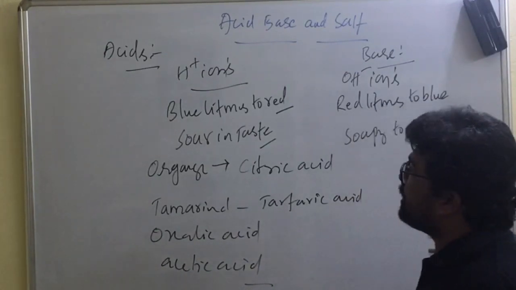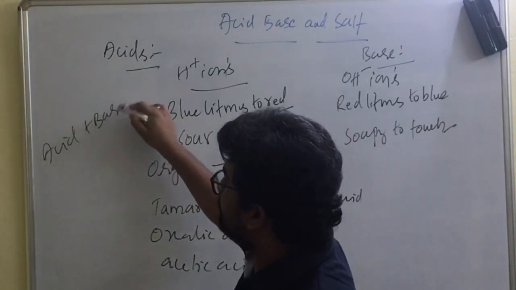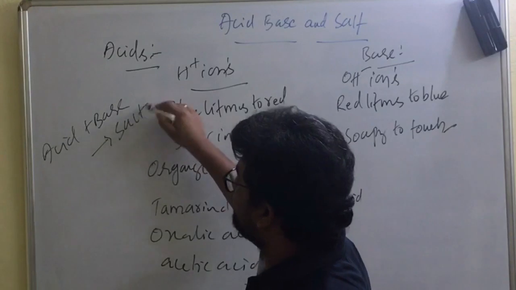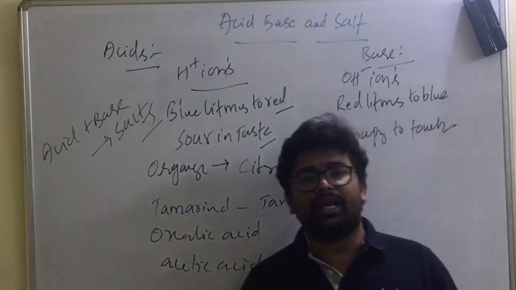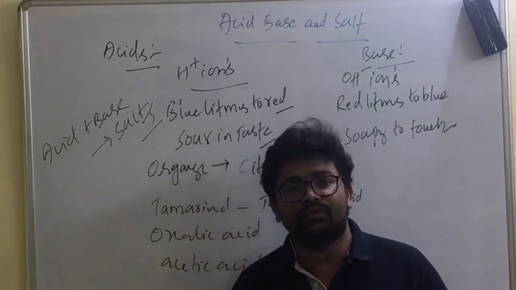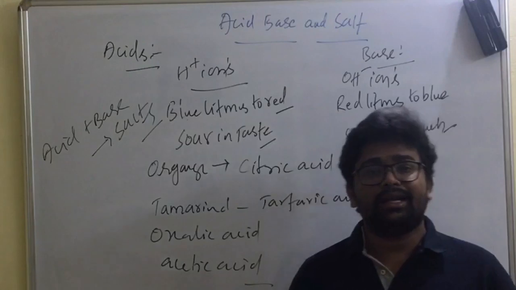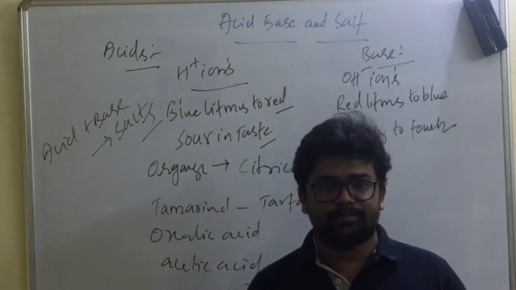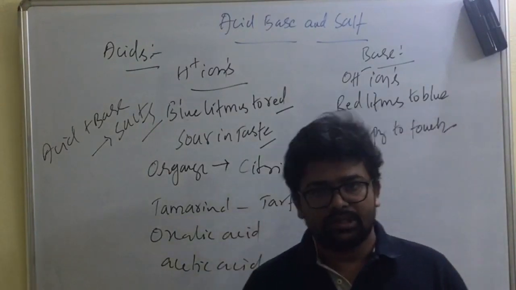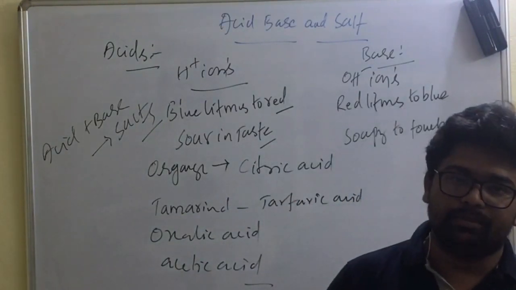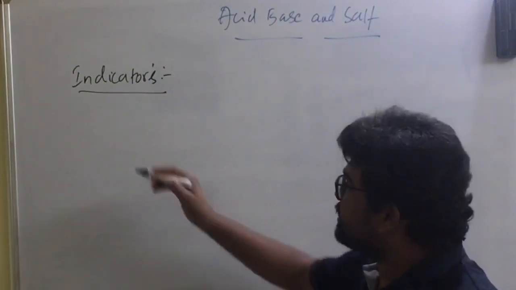So what is salt? The combination of acid plus base will give you a salt. In this class we are going to study in detail the properties of acids, properties of bases, properties of salts, and compounds which are prepared from salts and their uses. So let us start our chapter on acids, bases and salts. Let us start our topic with indicators.